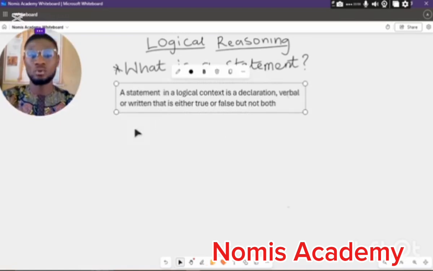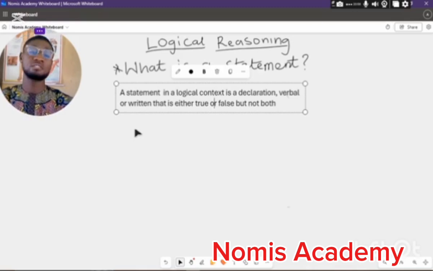So you can give examples of statements such as the boy is coming, the man is here, the young girl is eating his food, the carpenter is at work. So it's a statement that is either true or false.